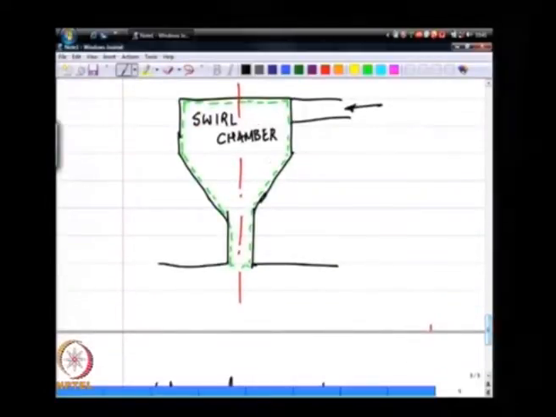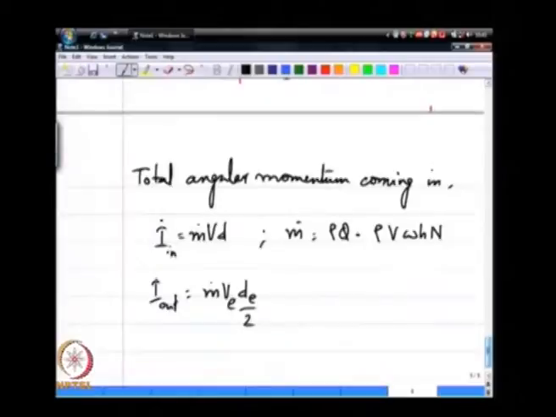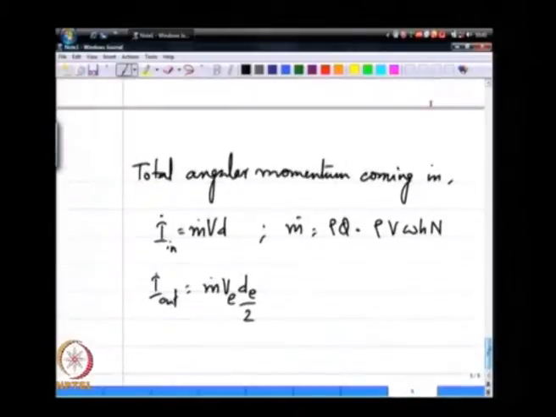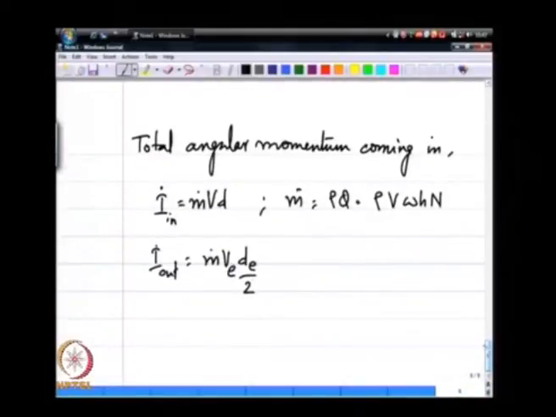If d at exit is that, whatever is the angular momentum of the fluid coming in has to equal the angular momentum of the fluid exiting. So, if I equate the two, this is only really true for an inviscid flow.